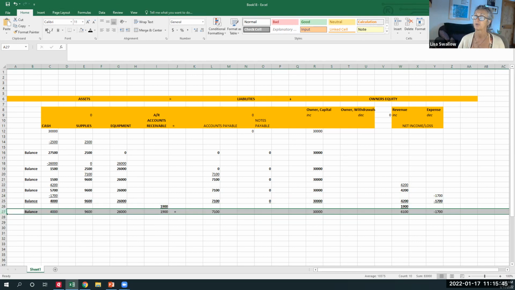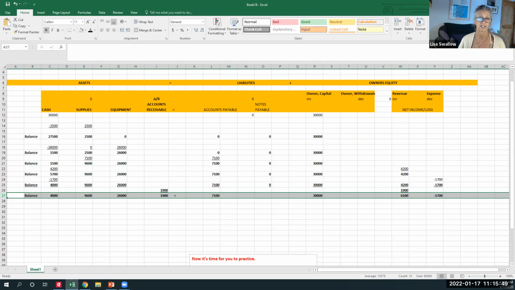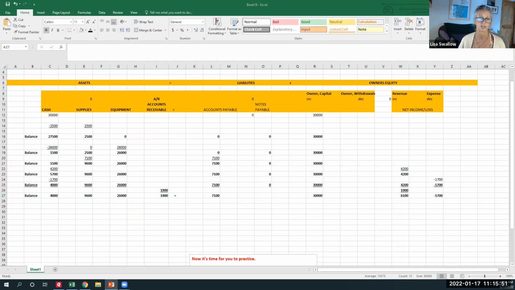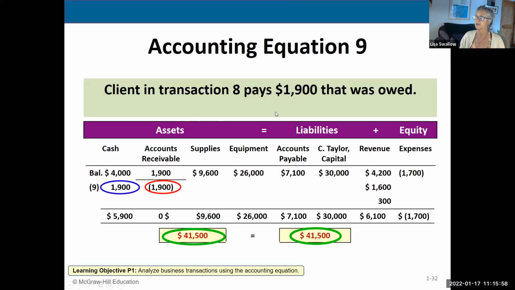All right, we're going to do a couple more of these, and then you're going to go spend some time practicing this on your own with some homework I'm going to give you. Okay, next transaction. This time, the client that owes me that $1,900 that we just put in the books, she pays me. She pays me the $1,900.